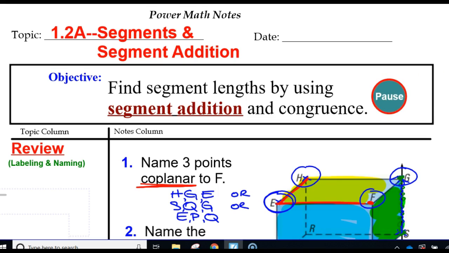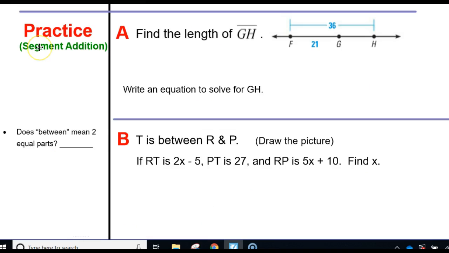So I'm going to pause this and jump ahead to my practice problems. All right, we're going to start our practice problems here. To do that, we want to make sure that we are reading the questions thoroughly so that we know what to do. So the first question says, find the length of segment GH.